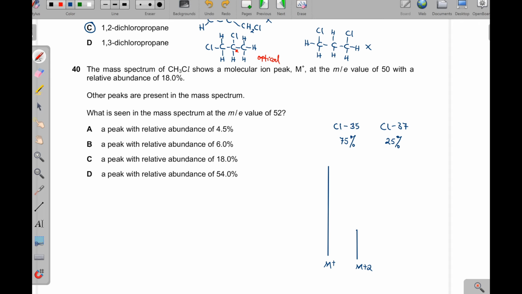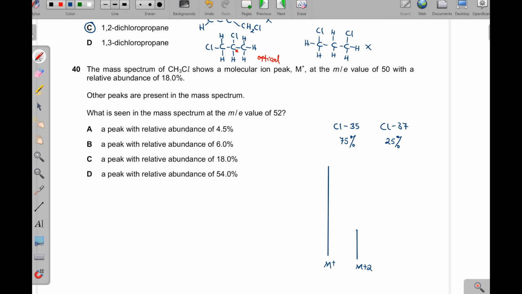Then for bromine, we have 79 and then 81. These are both 50%. So for them, you will have the M peak the same height as the M plus 2 peak, because it is 50%. You see that? So for chlorine, it has to be like that.